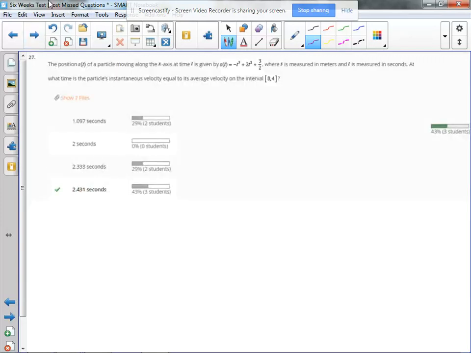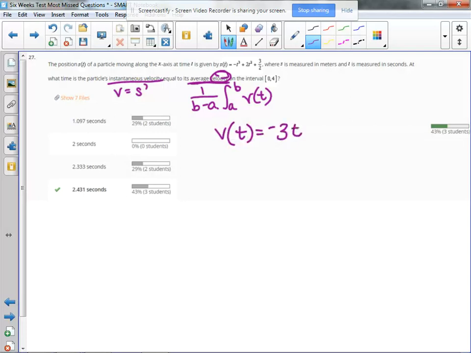Okay, 27. The position of a particle moving along the x-axis at time t is given by this. They give you the position function. At what time is the particle's instantaneous velocity, so instantaneous velocity is the derivative of position, equal to its average velocity? So when I see average value, average anything, 1 over b minus a, integral from a to b of what they're asking me about, of velocity. So it looks like I need my velocity function. Very easy to find. Take the derivative, negative 3t squared plus 4t.